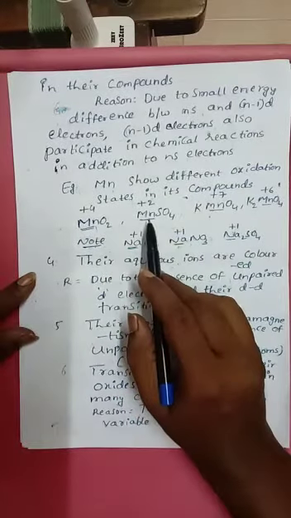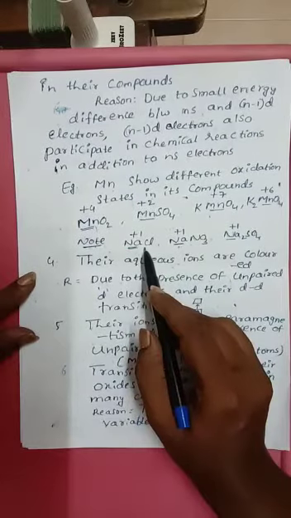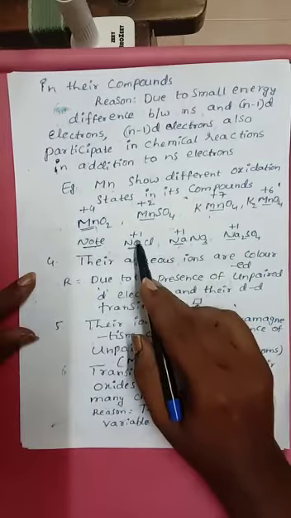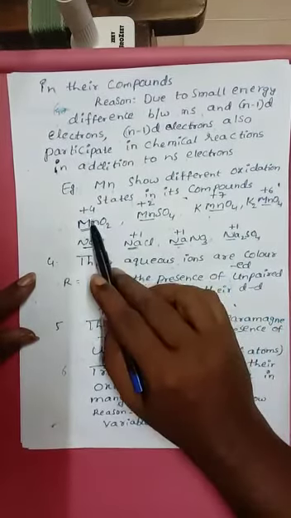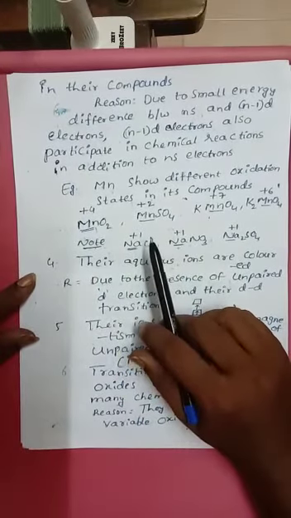This type of property we can't see in other s and p block elements. Let us take sodium chloride, sodium nitrate, sodium sulfate. In all, sodium shows only one oxidation state. But manganese is not like that. It exhibits so many oxidation states in its compounds.